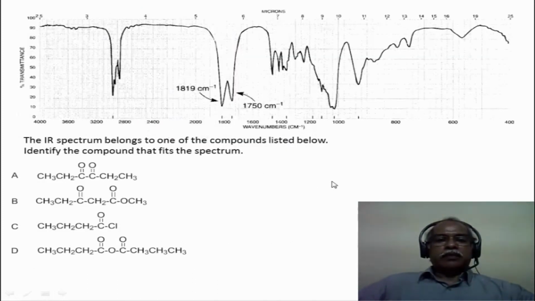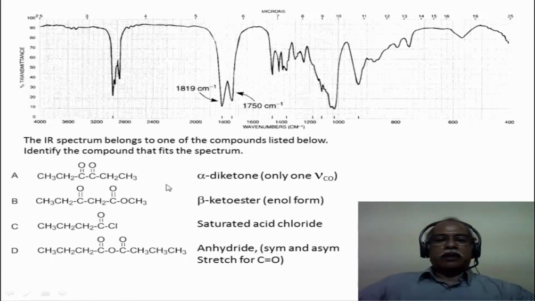Another interesting problem based on the carbonyl functional group assignment. You have alpha diketone. Remember, alpha diketone give only one band in the infrared spectrum. They don't give two bands even though there are two carbonyl functional groups, because they have identical stretching frequency, so only one band is obtained. In the case of beta keto ester, it exists in the enol form also, so it will also give the OH stretching frequency. The fact that there is no OH stretching frequency here rules out the beta keto ester as the possibility in this particular case. Acid chlorides also give only one stretching frequency.